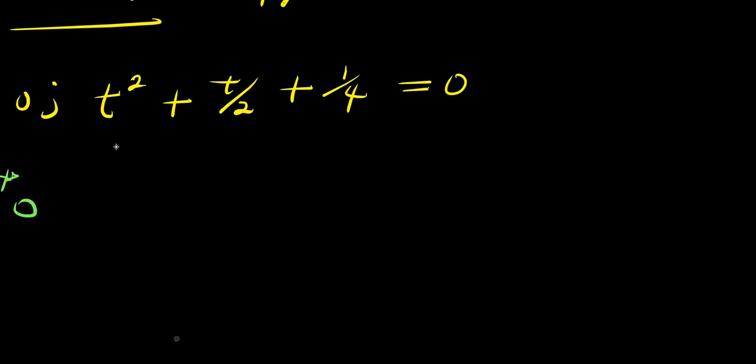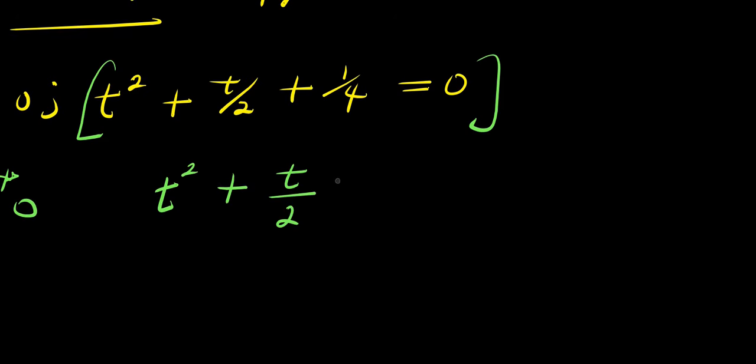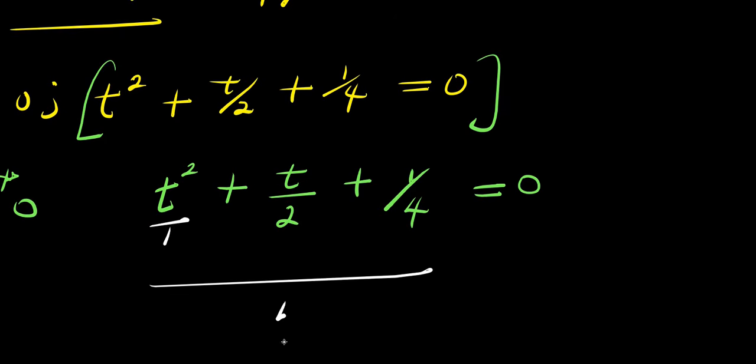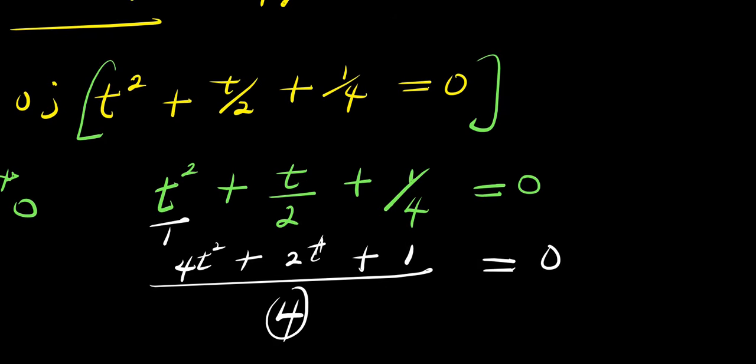Right now, I have this other equation, which is t power 2 plus t divided by 2 plus 1 over 4 equals 0. I need to find the common LCM, which is over 1. The LCM is 4. I have 4 divided by 1, 4 times t squared is 4t squared, plus 4 divided by 2, 2 times t, that is 2t, plus 4 divided by 4, 1 times 1, I have 1. This equals 0.